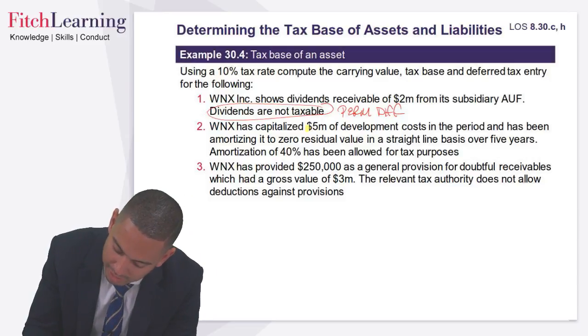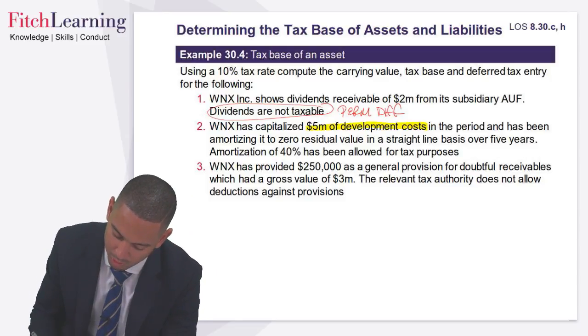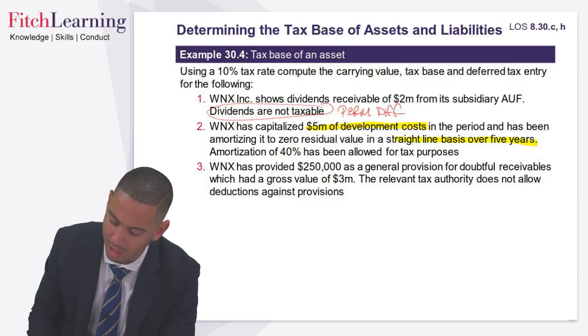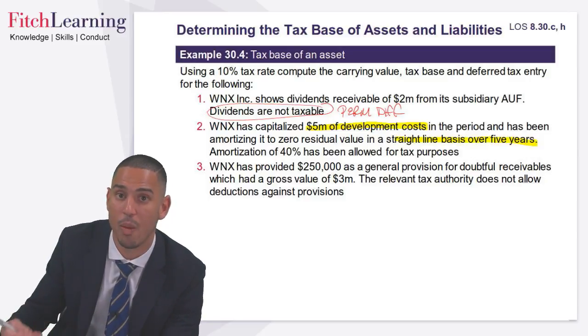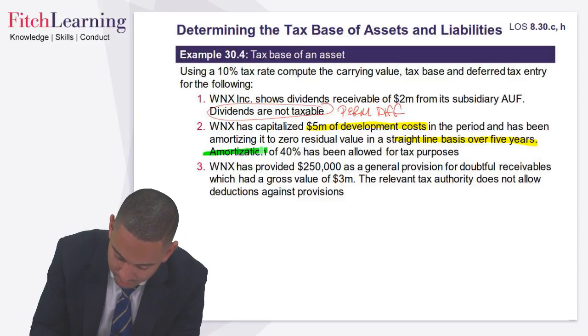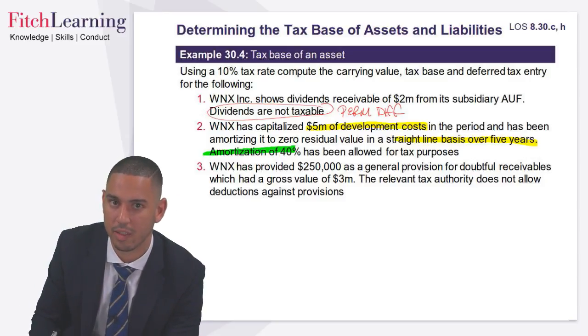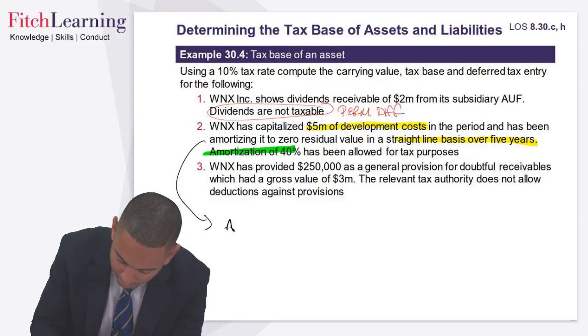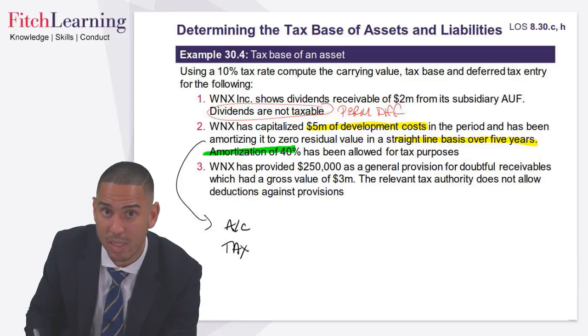I capitalise 5 million of development costs. I bring it down on a straight line basis over 5 years, so 1 million per year. But amortization is allowed at 40%. Set up your pro forma. Hopefully you're doing this through with me.